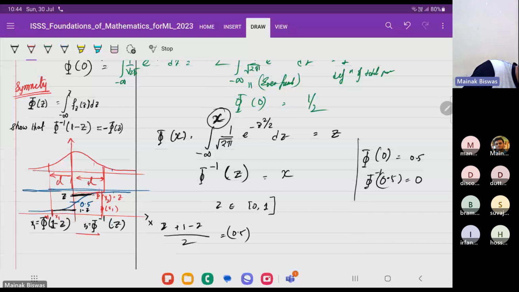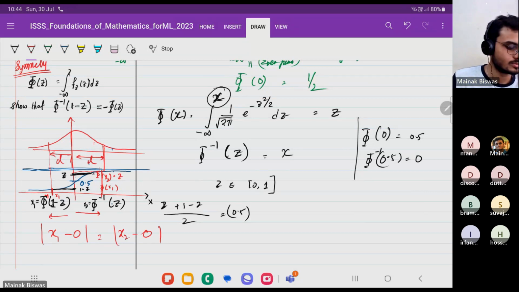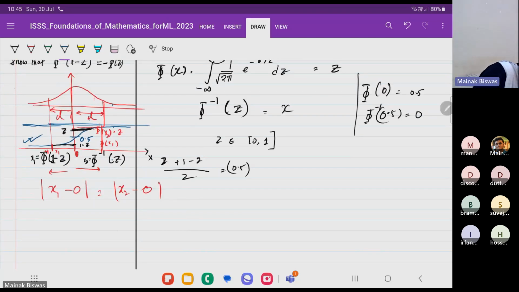If your distances are the same, you'll say mod of x1 minus 0 is equal to x2 minus 0, yes or no? The distance on both sides, because 0 is the center, from this figure, right? Since x2 and x1 are at equal distance, these two will also be at equal distance on this curve. So the graph is symmetric. The amount of negative distance and the positive distance are the same. Do you agree or not?